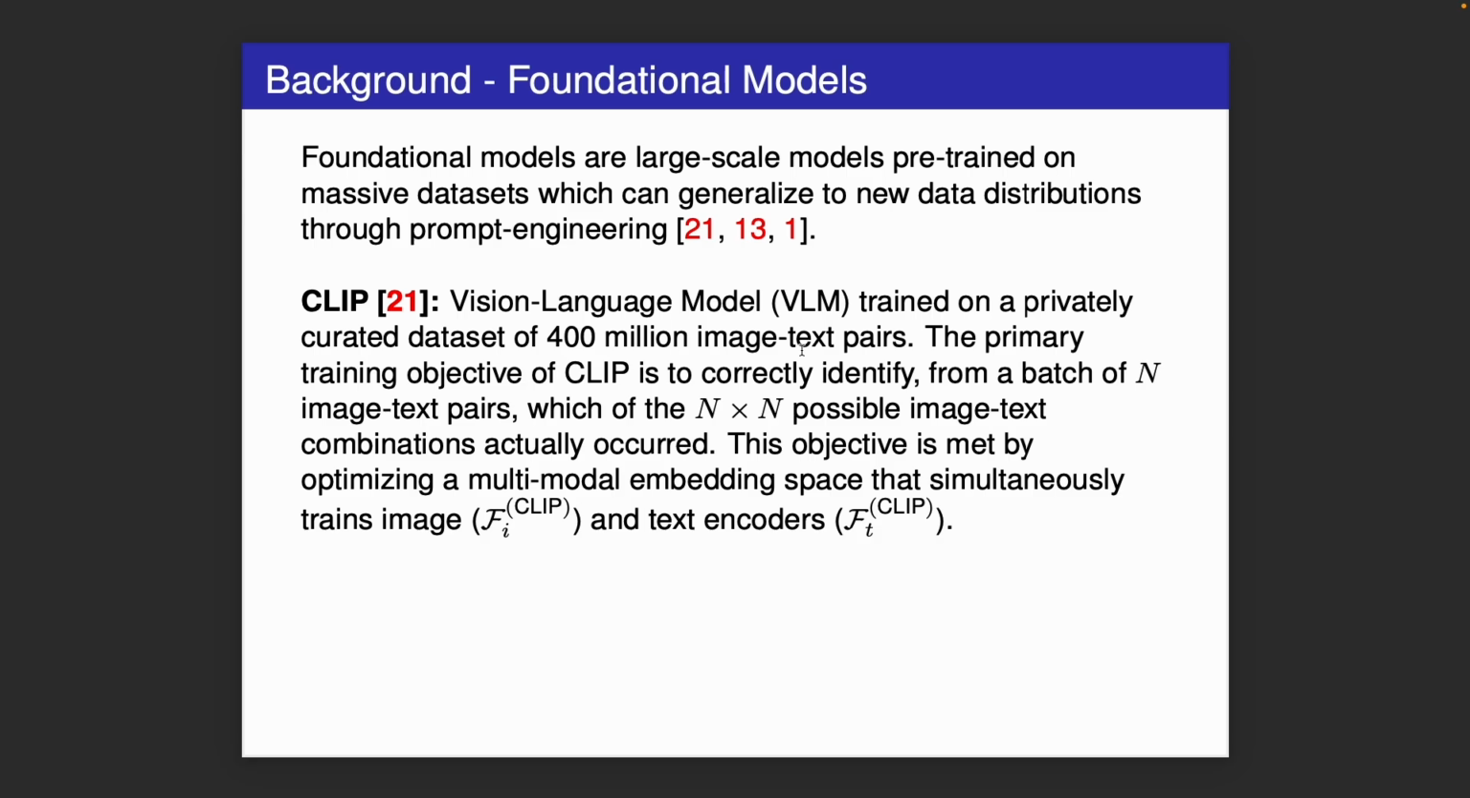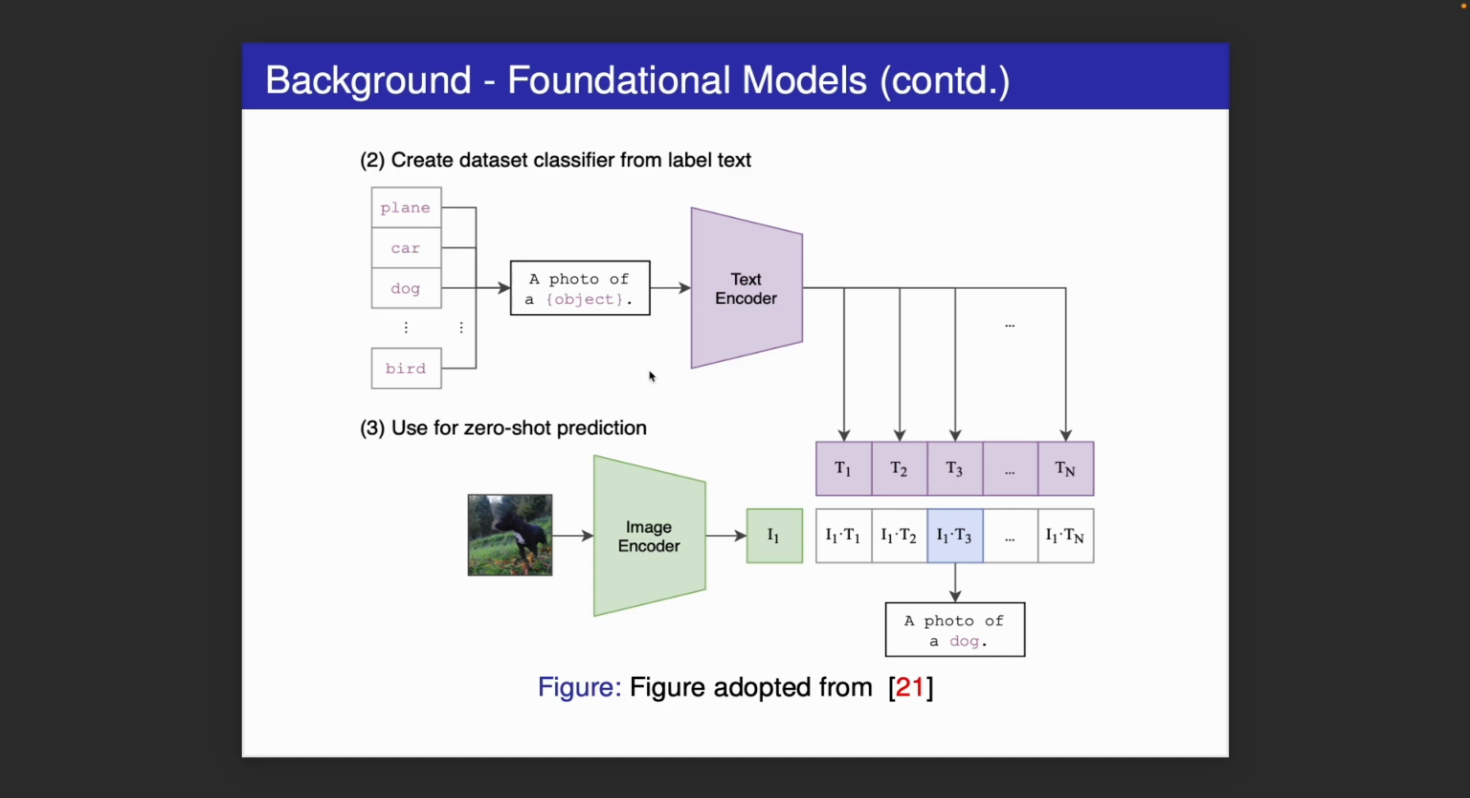Foundational models are large-scale models which are pre-trained on massive datasets and can generalize to new data distributions through prompt engineering. CLIP is one such vision language model which is trained on 400 million image-text pairs. CLIP is trained in this manner: we first create text templates, a photo of an object, where object is replaced by all the classes in your dataset. You pass it to the text encoder and create n such text embeddings.